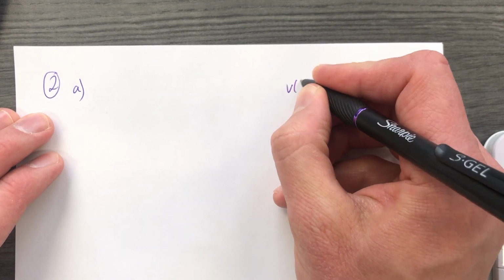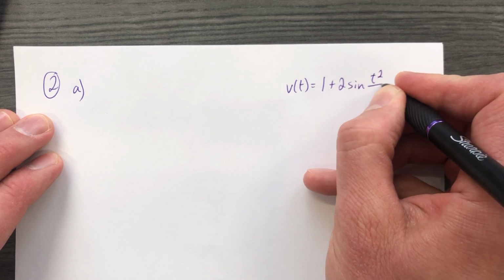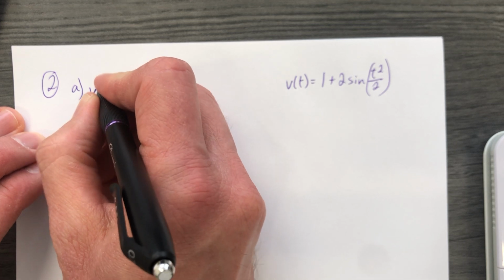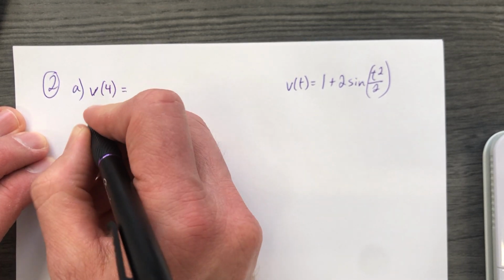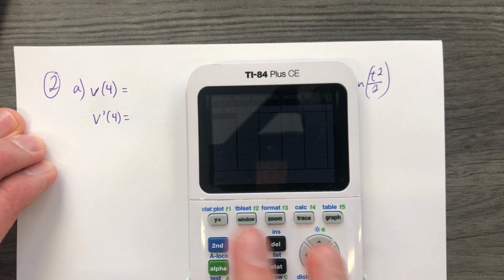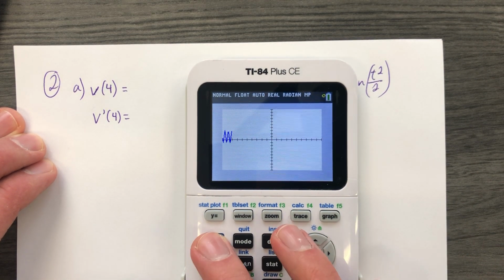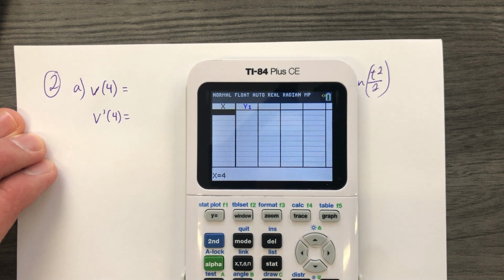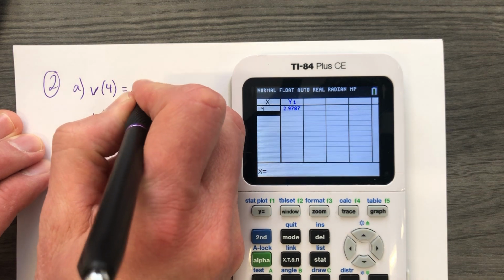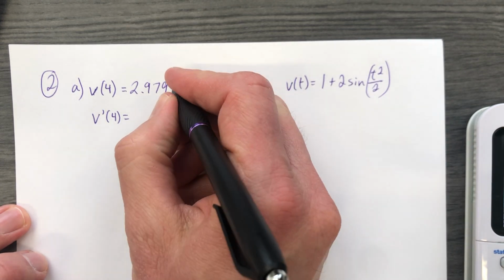Given the velocity function is 1 plus 2 sine of t squared over 2. I want to find the velocity at 4 and the acceleration, which of course is the derivative of velocity at 4. And I have already typed the function in. There it is. Instead of x squared, I typed xx. Let's go to the table, press a 4, and I have 2.979. Let's be honest, I don't care that it's 2.979. I care that it is positive.